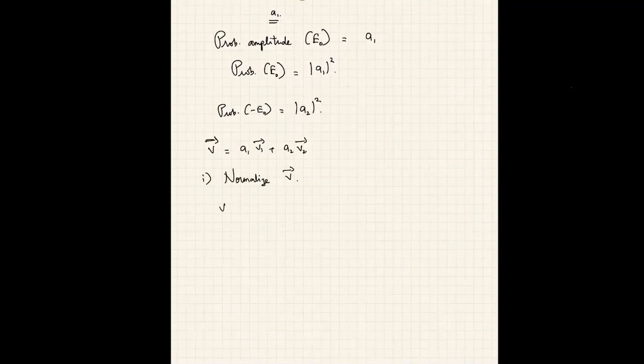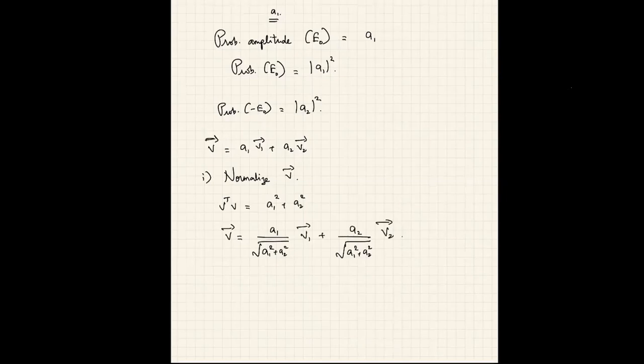Okay, how do I normalize? I will simply compute what is V dot V or V transpose V. This is simply equal to A1 squared plus A2 squared. Now I should write mod A1 squared plus mod A2 squared, but I will assume that A1 and A2 are real for now, without loss of generality. So the length of this vector is the square root of A1 squared plus A2 squared. So if I construct this vector V by dividing by the length, I will have A1 divided by the square root of A1 squared plus A2 squared times V1, plus A2 divided by the square root of A1 squared plus A2 squared times V2. Then this is a properly normalized vector.